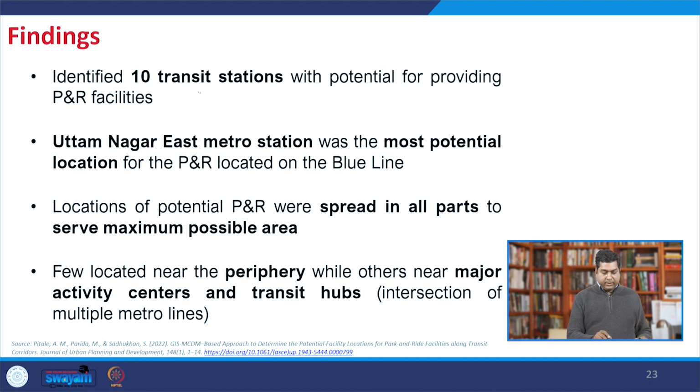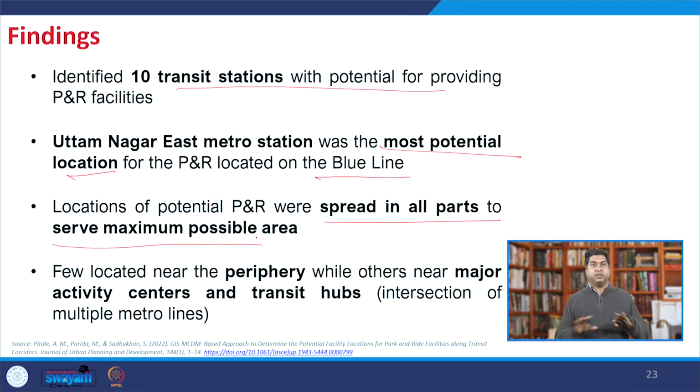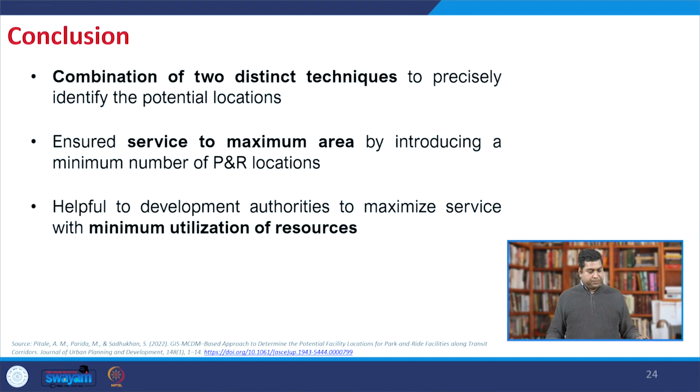So 10 transit stations with potential of having this kind of PNR facility are identified. Uttam Nagar East Metro Station was the most potential location, which is located on the blue line. The locations of potential park and ride were spread in all parts to serve the maximum possible area, the periphery and also the non-periphery area. A few are located near the periphery while others are near major activity centers and transit hubs, so that has a proper distribution.